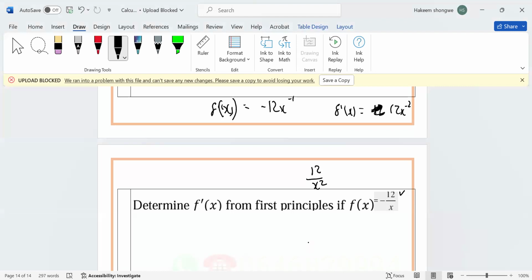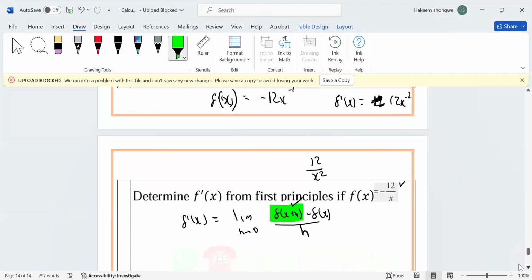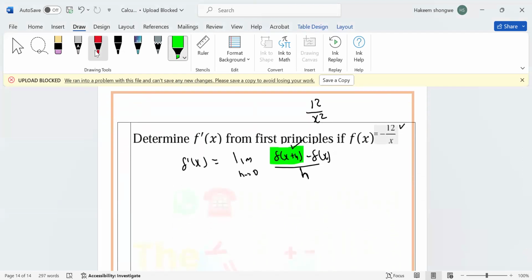So we take the following formula. It says f prime of x is given as the limit as h approaches 0 of f of x plus h minus f of x, all over h. What did we agree on yesterday? We said we are going to start by looking for f of x plus h, which is part of the formula. So we'll highlight the part that we are looking for. If you look for that part, what are you going to have?